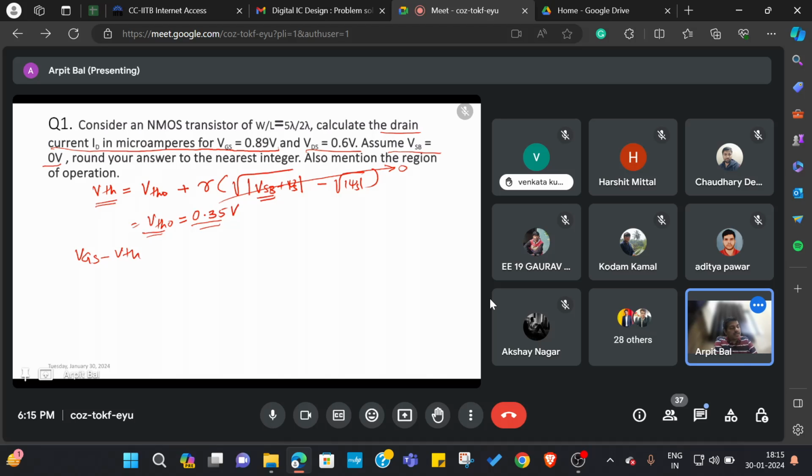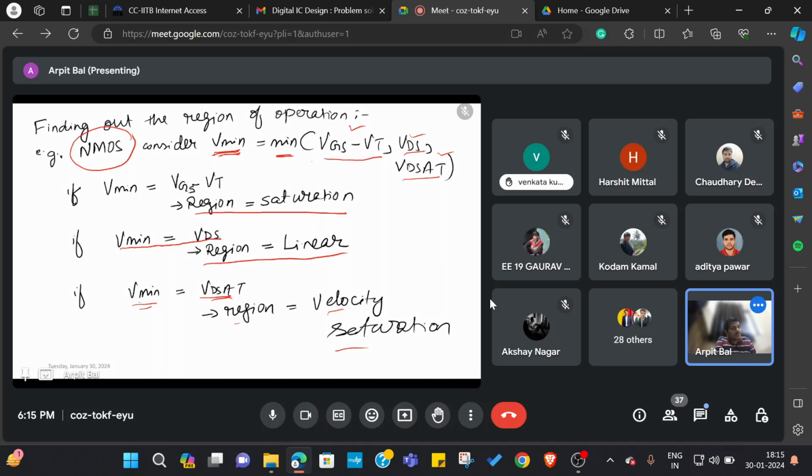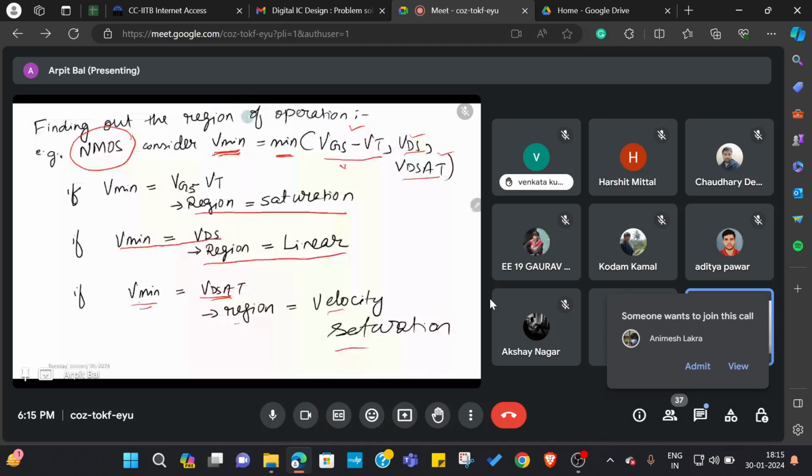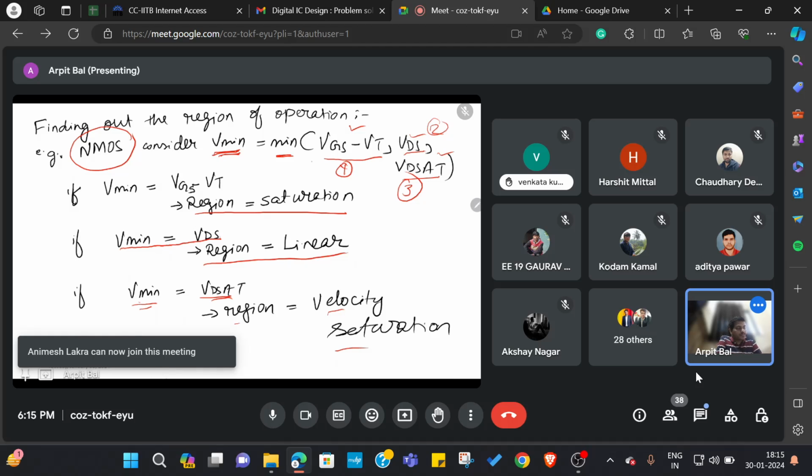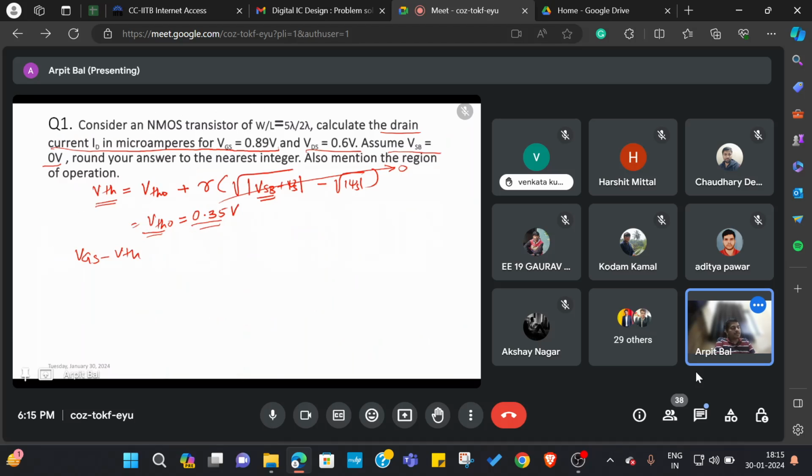To figure out the region of operation, we need all these three values: VGS minus VTH, VDS and VDSAT. VDSAT is already given to us, VDS is already given to us. We need to figure out VGS minus VT. VGS is given to us as 0.89 volt minus VTH, which is 0.35 volt, so this is equal to 0.54 volt.